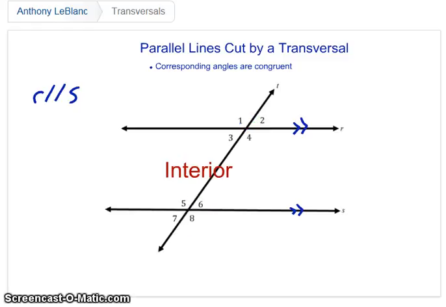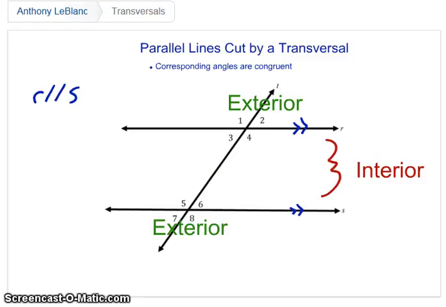Along with corresponding angles, we also need to make note of the different regions. There's an interior region and there's an exterior region. The interior region is in between our two parallel lines. The exterior region is on the outside. So again, the interior is between, the exterior is on the outside. Interior is inside, exterior is outside.